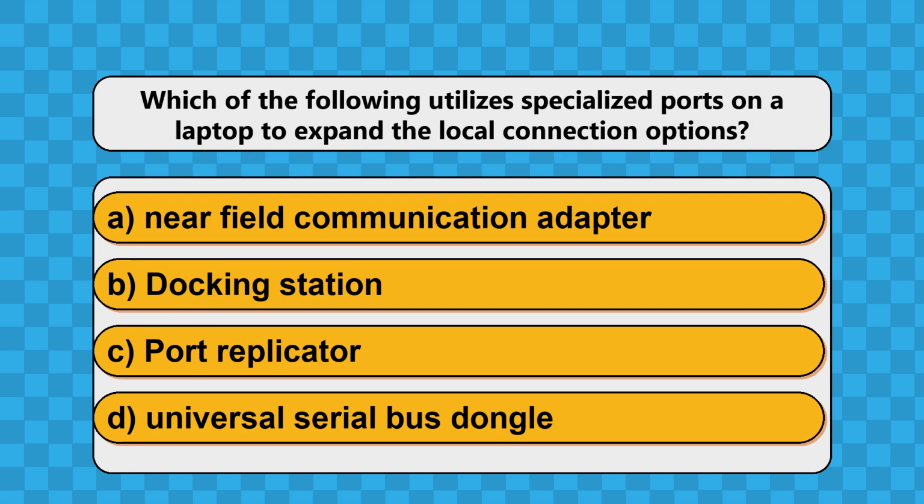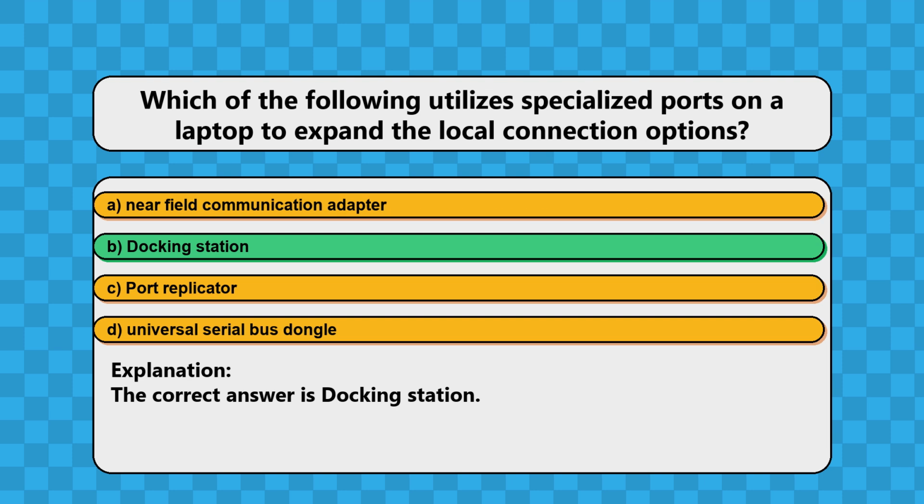Question 67. Which of the following utilizes specialized ports on a laptop to expand the local connection options? Option A, near field communication adapter. Option B, docking station. Option C, port replicator. Option D, universal serial bus dongle. The correct answer is option B, docking station.